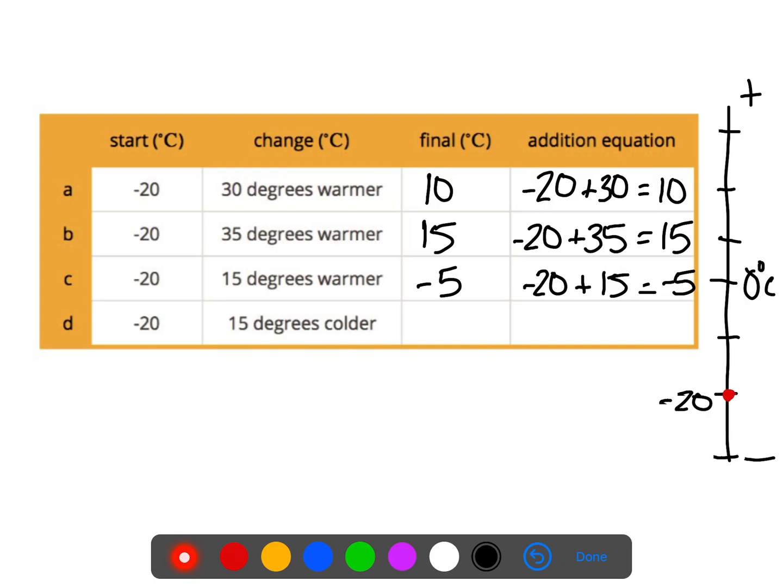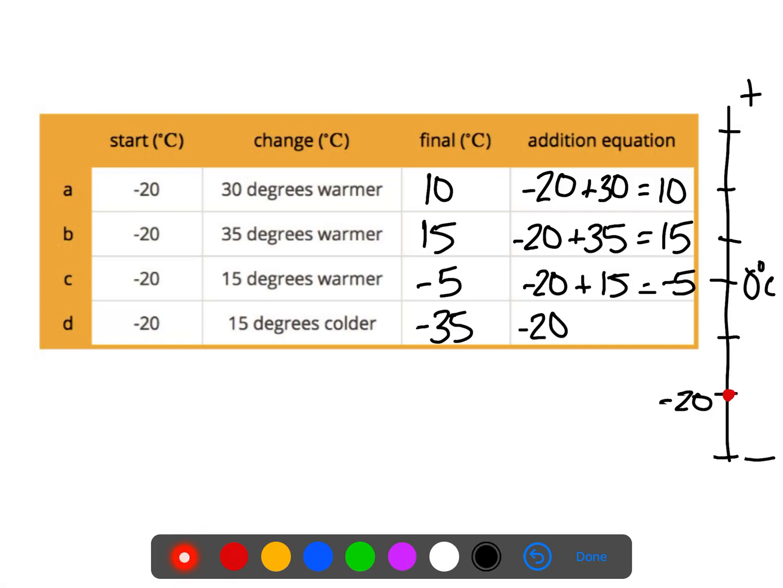And then finally, I'm going to get 15 degrees colder in situation D. Getting colder is going to drop the temperature down below from negative 20. 15 degrees colder would take me past negative 30, another 5 degrees colder to negative 35. And remember yesterday we talked about these numbers as they get larger in the negative are actually getting even smaller. We're getting further below 0, further away from 0, so we are losing value there.